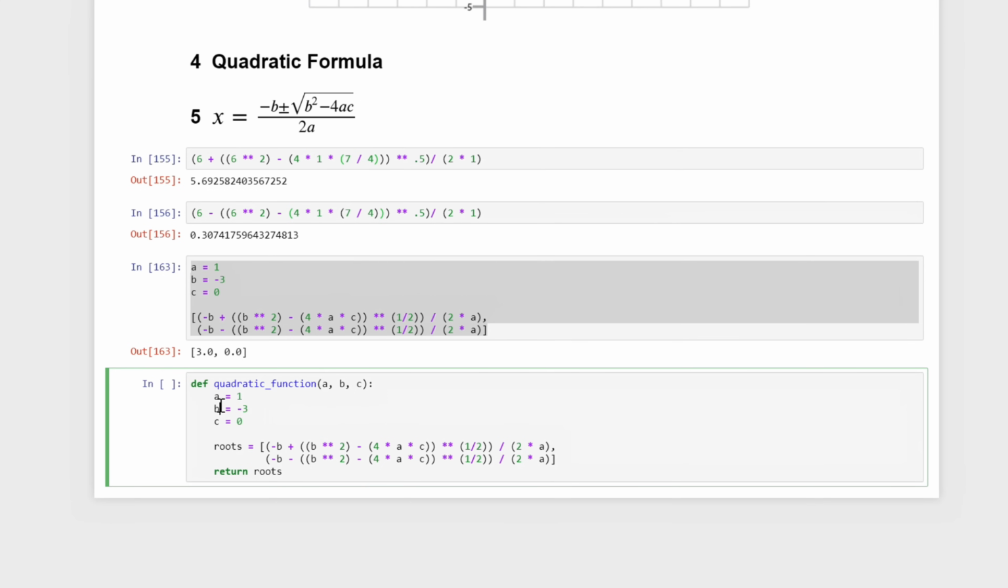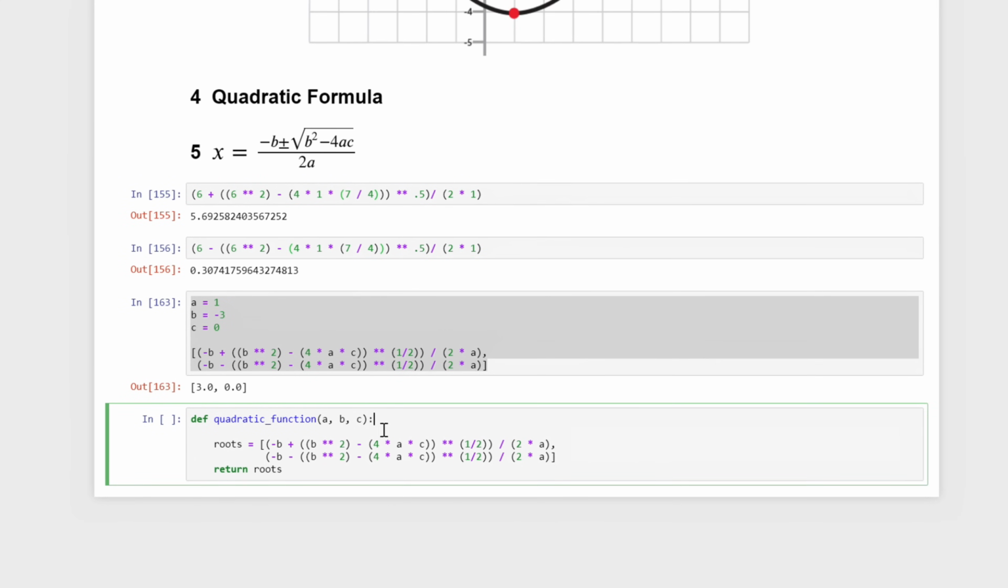Now, here I'm setting a, b, and c to specific values. But I'm not going to do that. I'm going to actually remove this. Because it's inside of a function, the values that I put into here are going to be replaced in this roots list by the values that I pass in. Let me explain this. I think the easiest way to explain this is by illustrating it.